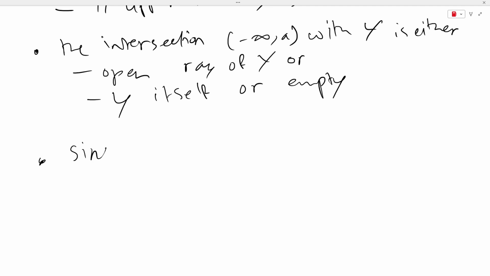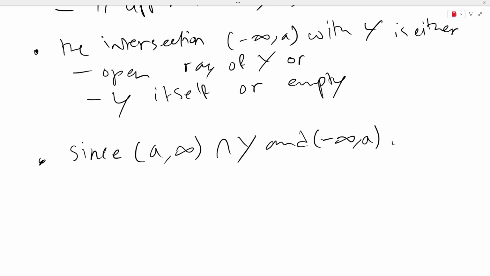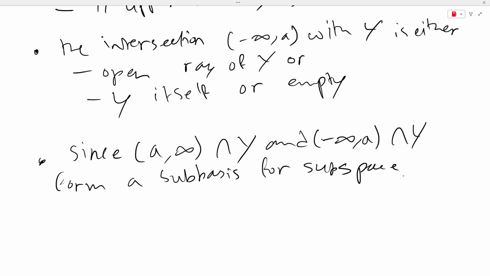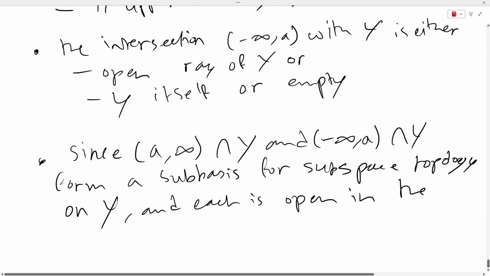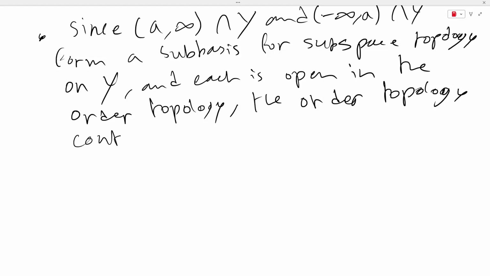Since these ray intersections with Y form a subbasis for the subspace topology on Y, and each is open in the order topology, the order topology contains the subspace topology.